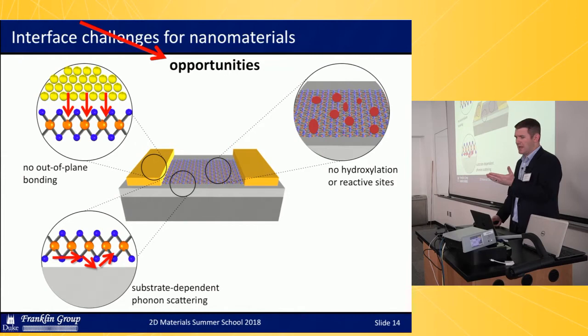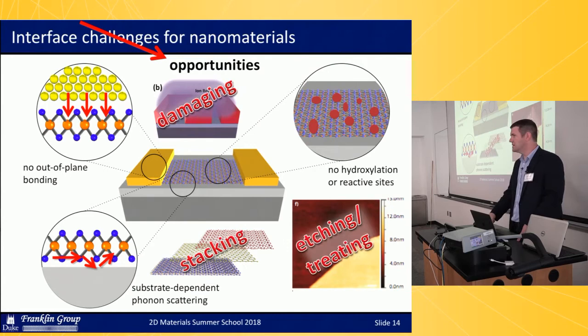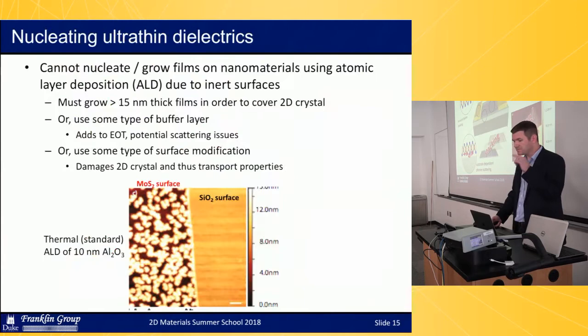So for instance, these are a few of the examples I'll talk about: intentionally damaging, stacking, or even etching or treating the surface. A couple of these are things we would never think to do with traditional semiconducting materials, and yet are really potentially advantageous when it comes to using 2D materials. So first of all, with respect to the nucleating of ultra-thin dielectrics.